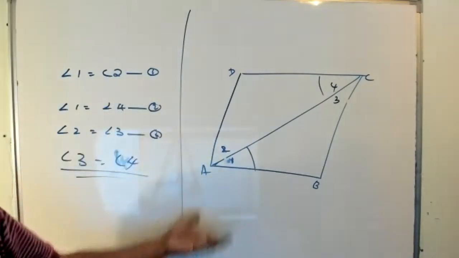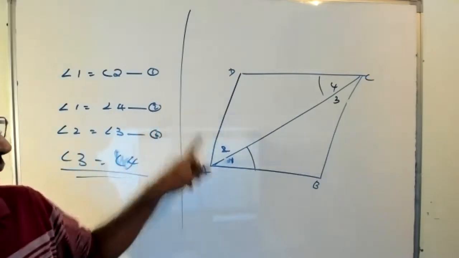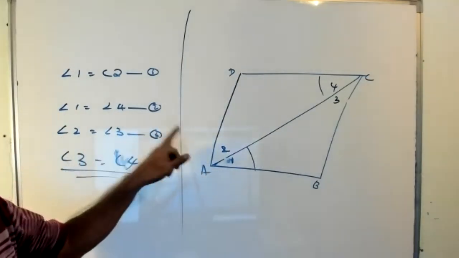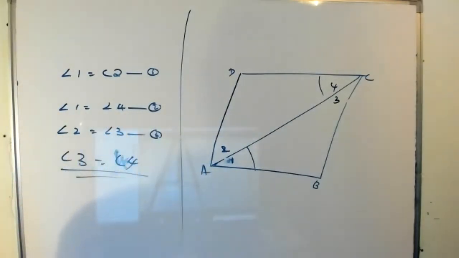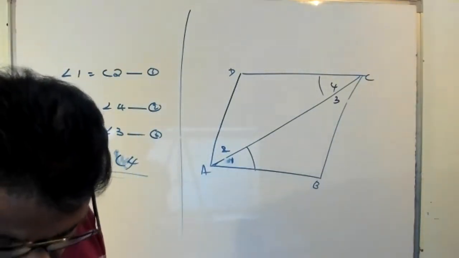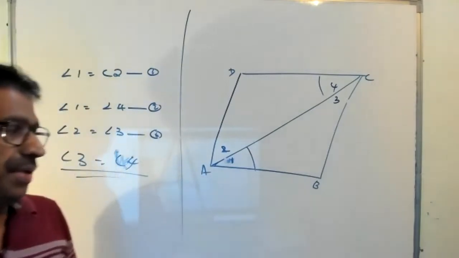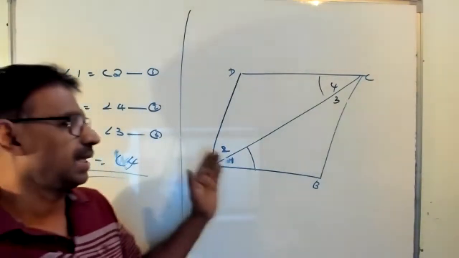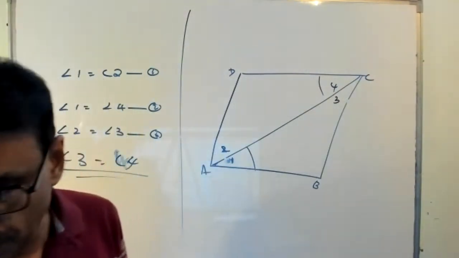1 equal to 2, given. 1 equal to 4, alternate angles. 2 equal to 3, alternate angles. So 3 equal to 4, finish. Okay, now that means we finish: AC bisects angle C also. Now the second part.